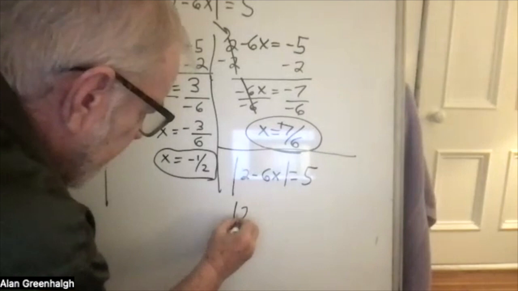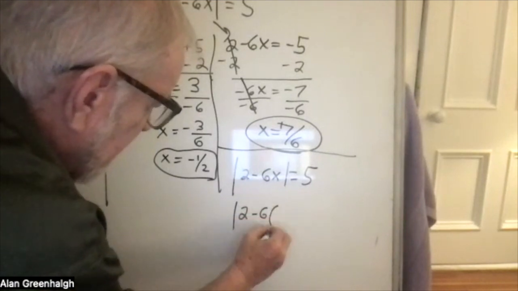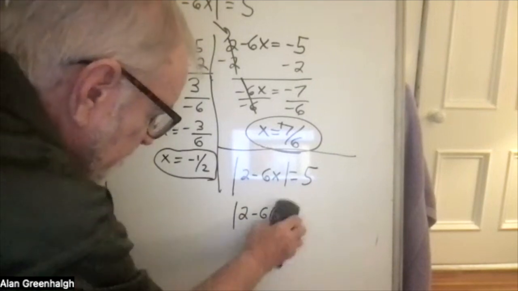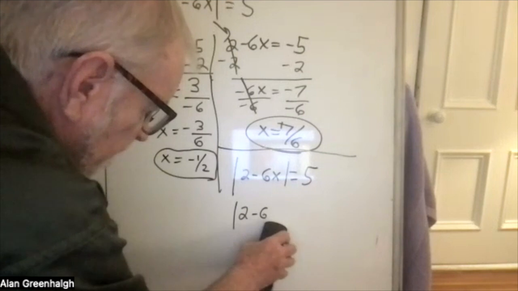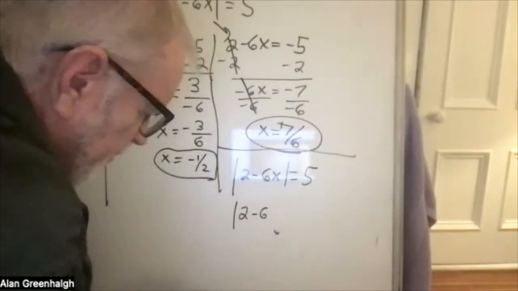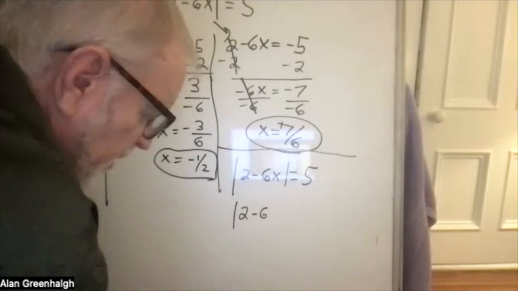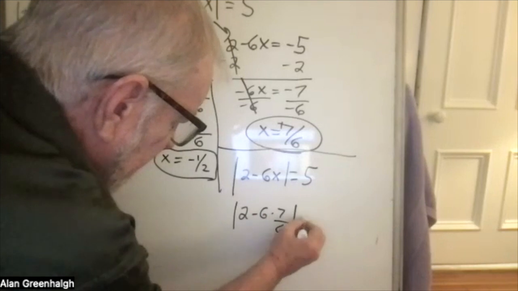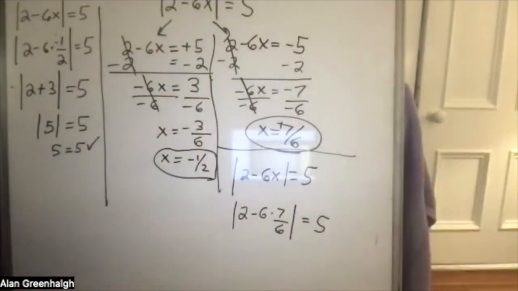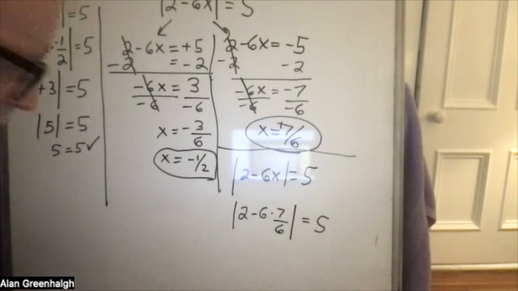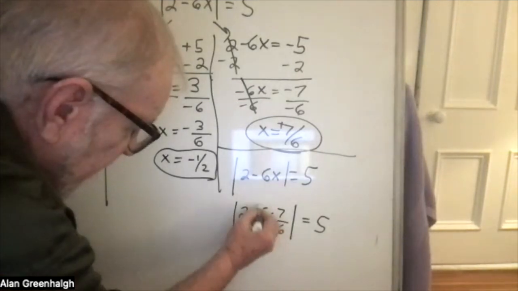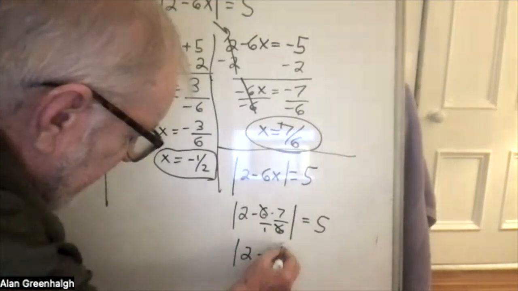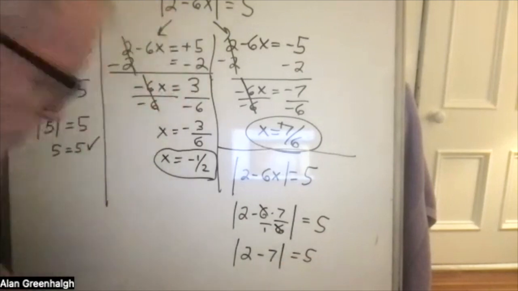And the absolute value of 2 minus 6 times 7/6. I don't want to use parentheses, because they'll get in the way when we're multiplying the fraction. So I'm getting rid of that and just putting 7/6 equals 5. Okay. Alrighty, so this is how you simplify that. Absolute value of 2 minus 7 equals 5.